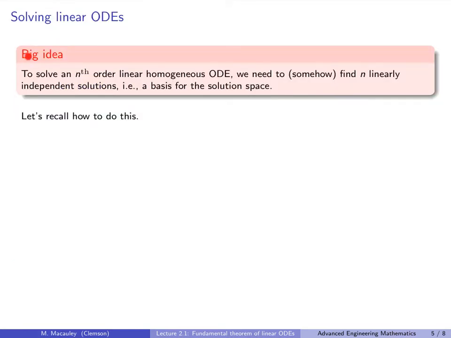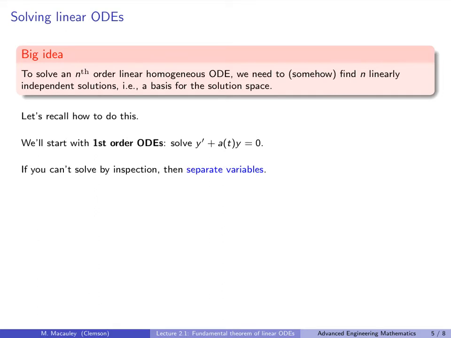Here's that same big idea on the next slide. So I said we need to somehow find n solutions. Let's recall how to actually do that. We'll start with first order ODEs. How to solve something simple like this, y prime plus a of t times y equals 0. First, try to solve it by inspection. Sometimes you can do that. Sometimes it's really simple, especially when a is a constant. If not, then you can always separate variables.